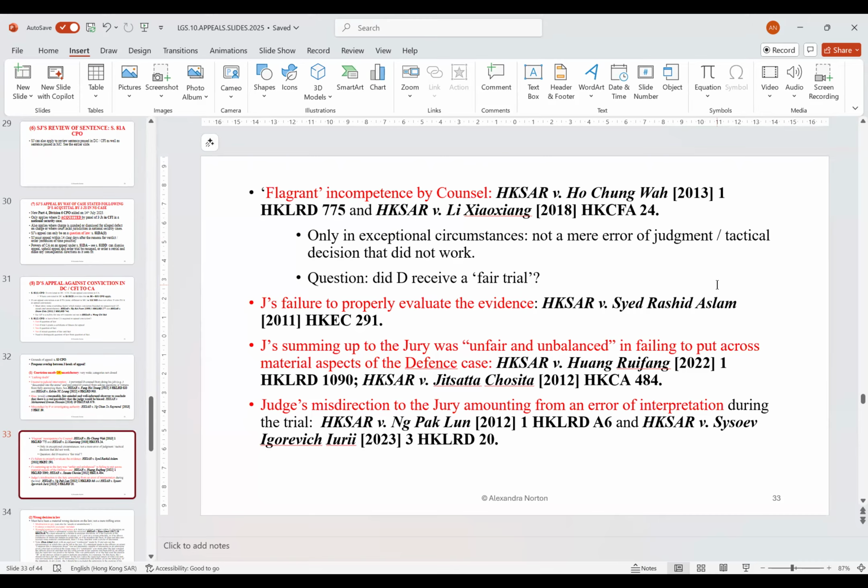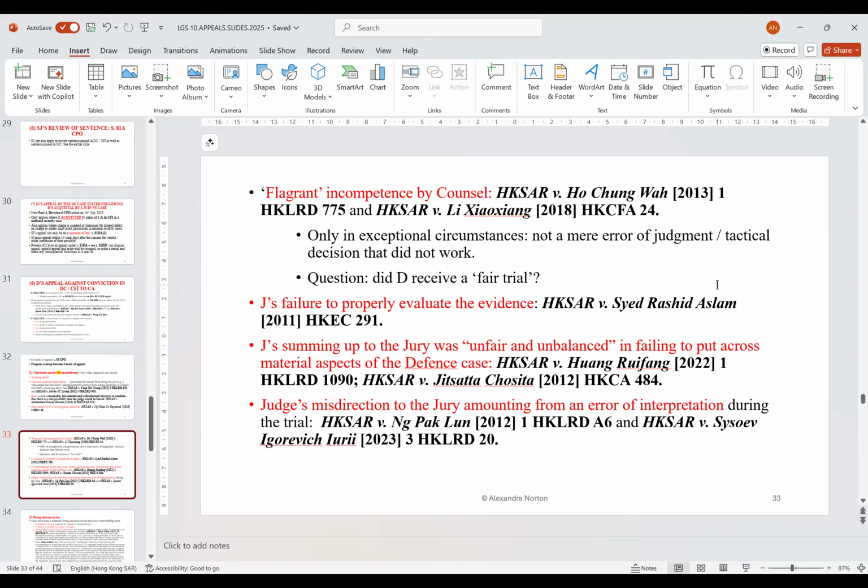Judges' failure to properly evaluate the evidence. For example, the judge has failed to resolve inconsistencies in the evidence between witnesses, or in that Saeed Rashid Aslam case, it was failure to resolve or to consider the animosity between the prosecution witness and the defendant. Where the judge's summing up was unfair and unbalanced.